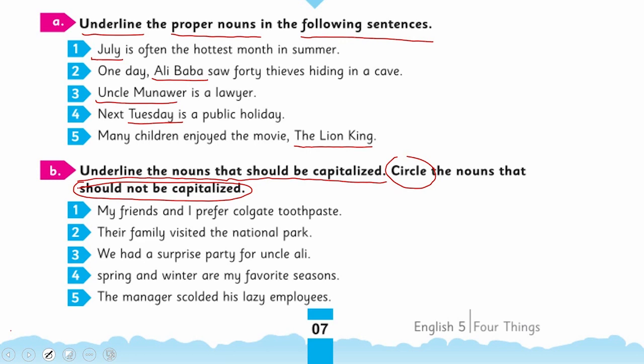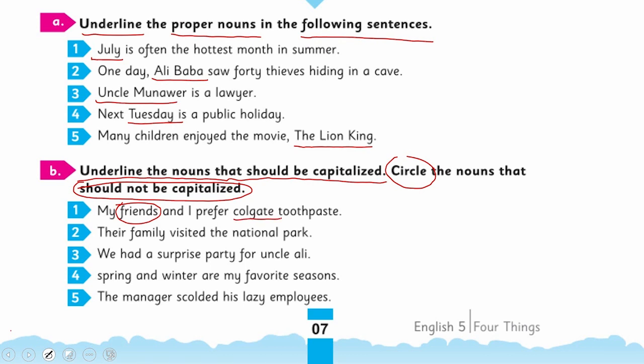So, the first sentence is, my friends and I prefer Colgate toothpaste. So, here the friends is what? Friends are common noun which should not be capitalized. That is why I am going to encircle that. And Colgate toothpaste. So, the Colgate is what? A proper noun. That is why I am going to underline it.